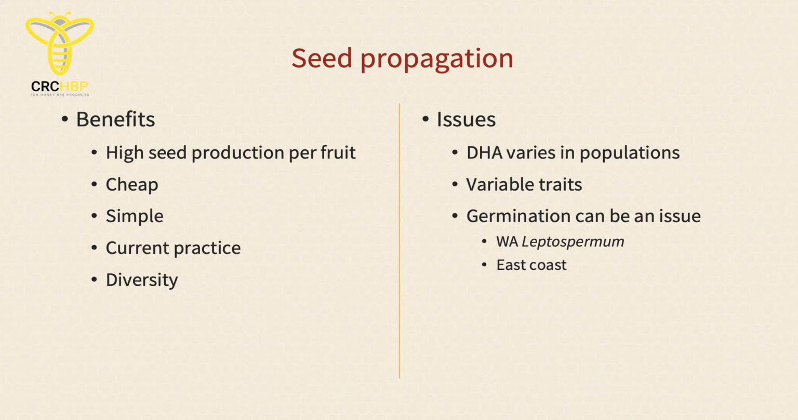However, DHA varies within populations, and it is expected that it may vary within seedling grown populations. As with the DHA levels, a number of other traits relating to flowering and growth will likely also vary when seeds are grown into plants for plantation. There can also be issues germinating Leptospermum seed. Leptospermum from WA especially require pre-treatment to encourage germination.